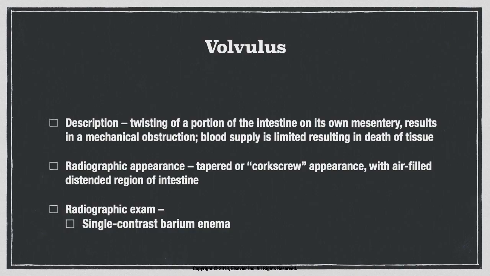Volvulus. Twisting of a portion of the intestine on its own mesentery results in a mechanical obstruction. Blood supply is limited, resulting in death of tissue. Tapered or corkscrew appearance with an air-fluid distended region of intestine. Single contrast barium enema is your exam of choice.